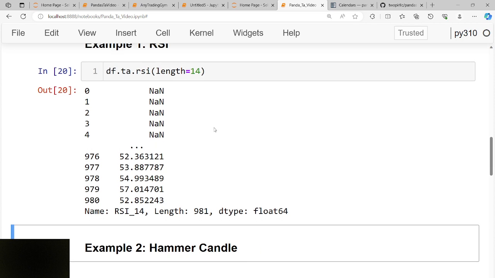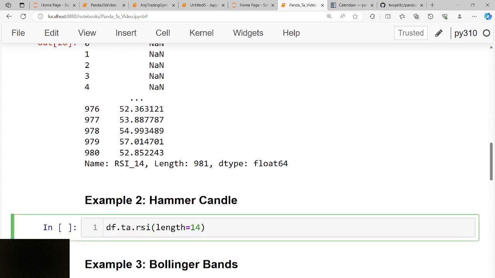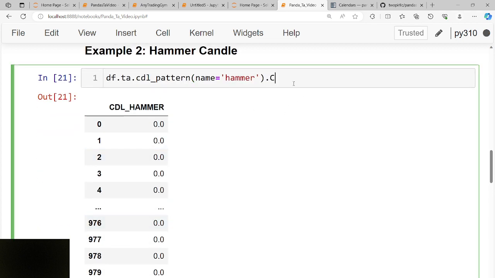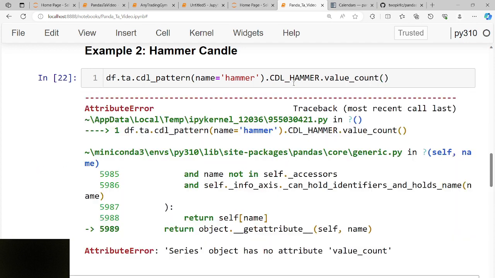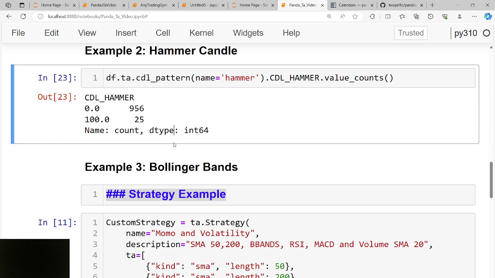And let's say I want to see a hammer candle, right? I want a candle pattern. I can do df.ta.cdl_pattern, and then the name of the pattern. We'll call it hammer. So you get a hammer, and it's going to take a value of 0 or 100. 100 means it is a hammer, and 0 means it's not. As you see, the distribution is that most of them are not hammer candles, but some are.